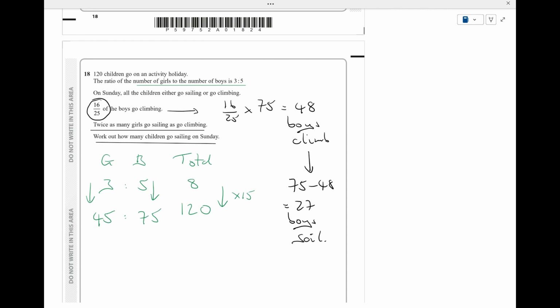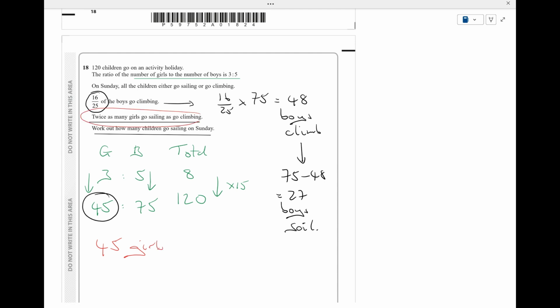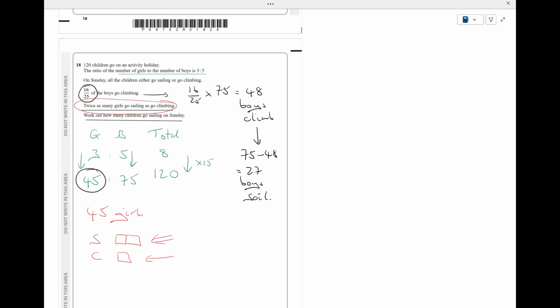Now I've got to sort out the girls now. How many girls are there? 45, aren't there? 45 girls. Now it says twice as many go sailing as go climbing. So sailing, climbing. Now twice as many go sailing as go climbing. So if I split the girls into 3, then I can put one of those shares here and 2 of the shares there. And then twice as many will be going sailing as climbing.